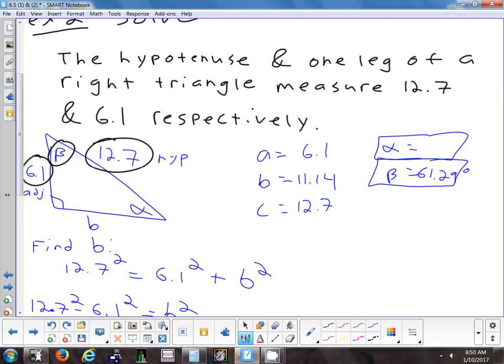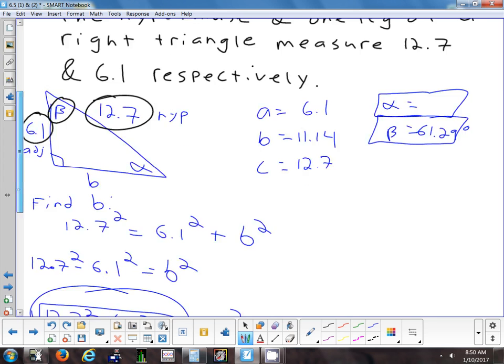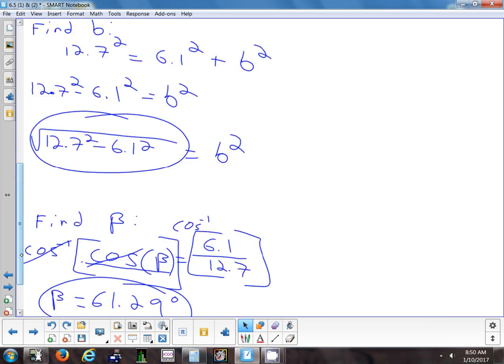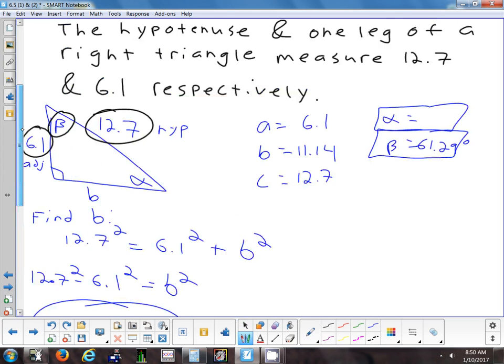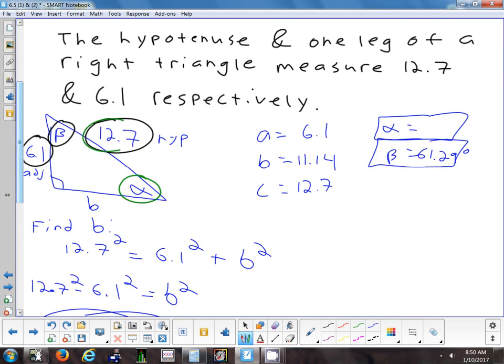Now, if you were running out of time on a test, technically you could take that angle and subtract it from 90 to get alpha. But why would that not be the best idea? Yep. Because I found beta, and beta could be wrong. So I'm going to find alpha the same way I just found beta. I'm going to use this, and that. But notice what I just did.